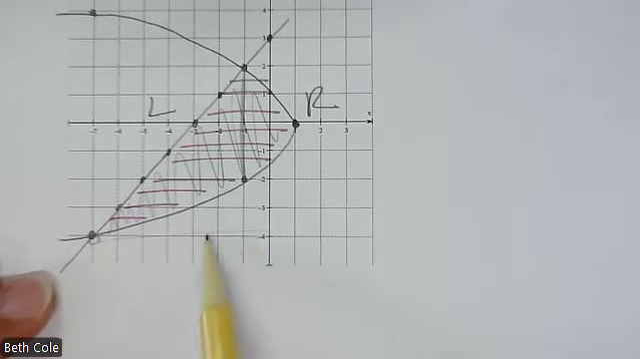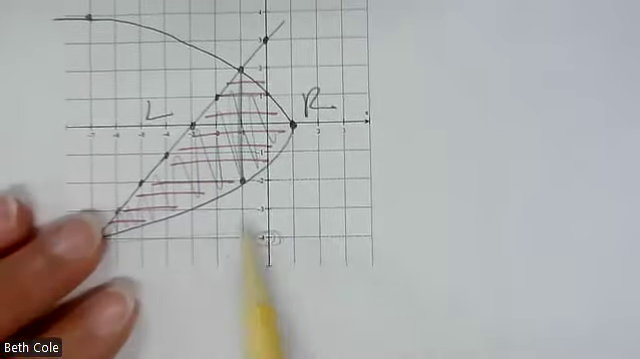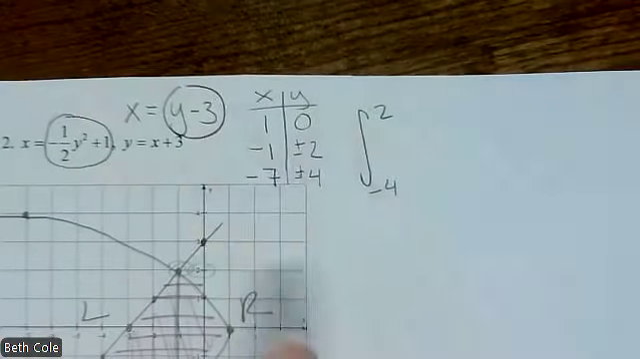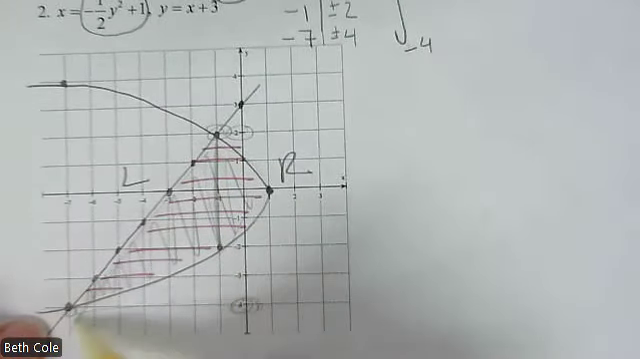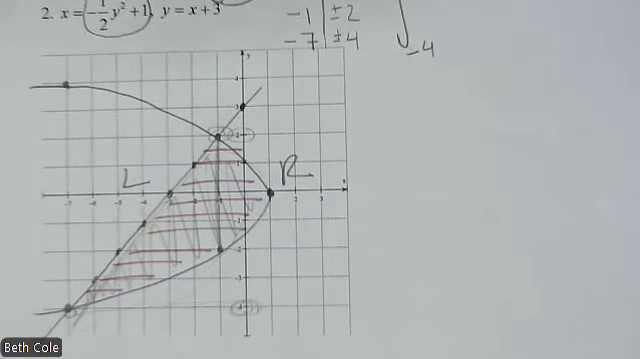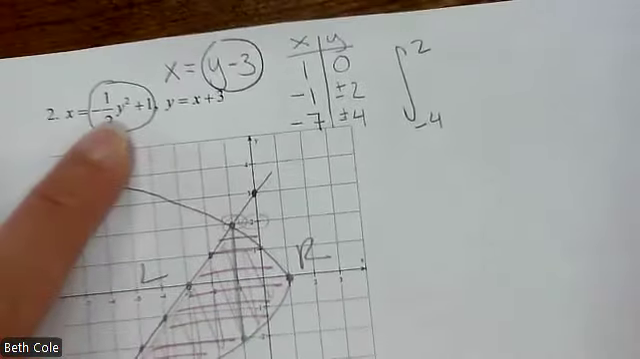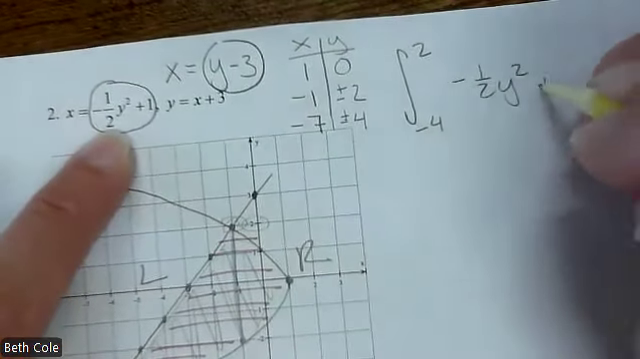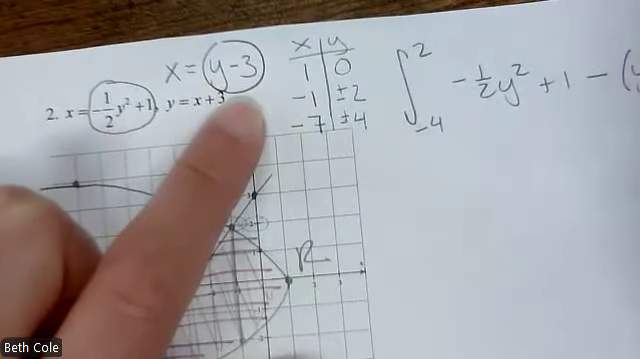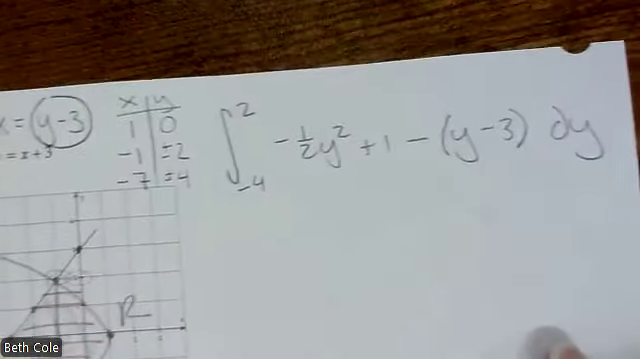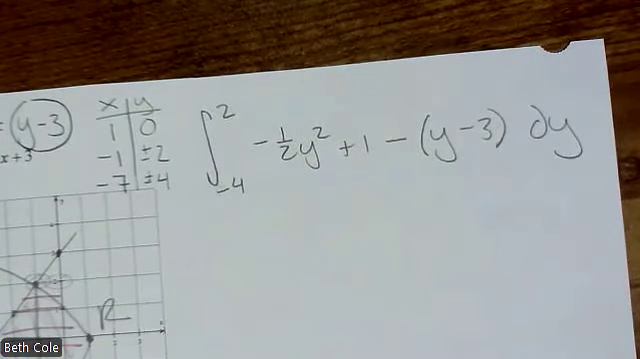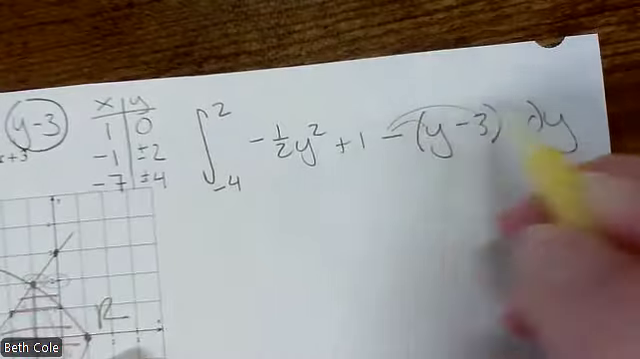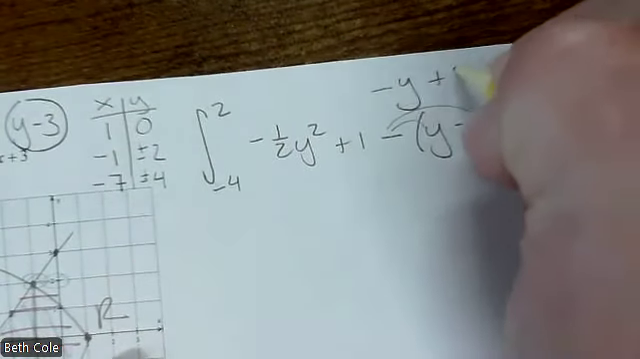So your first y value, or like the lower one, is -4, good, and then up to 2. So -4 to 2, we're going to do right minus left. So the right one is the curve, the left one is the line, but it's not always that way. It just so happened to be for both these problems, right? So it's going to be the -1/2 y squared plus 1 minus y minus 3, and then a dy at the end. So these are y numbers. Everything in here says y, and then dy at the end. So again, distributing your negative sign, that'll be minus y plus 3.